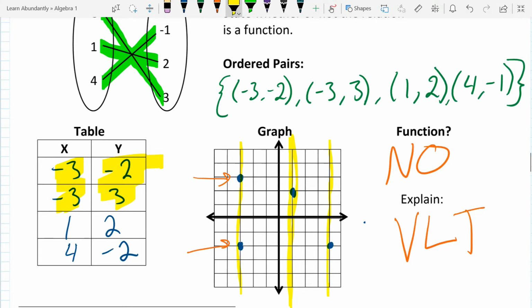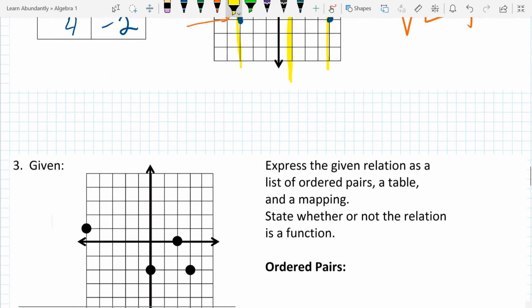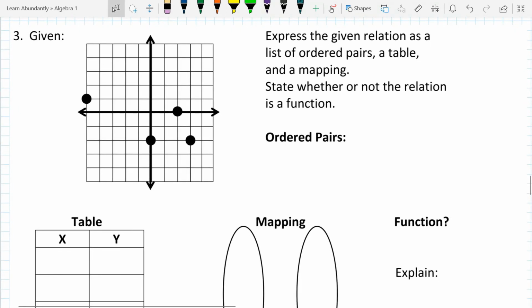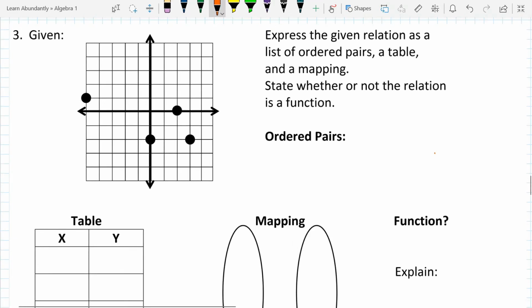I have one more example for you. This one is a graph, and we need to write the list of ordered pairs. We need to write a table and the mapping, and then decide whether or not it's a function. Go ahead and you try this on your own. Go ahead and pause it. See if you can do this one without me. And then I'm going to jump right in.